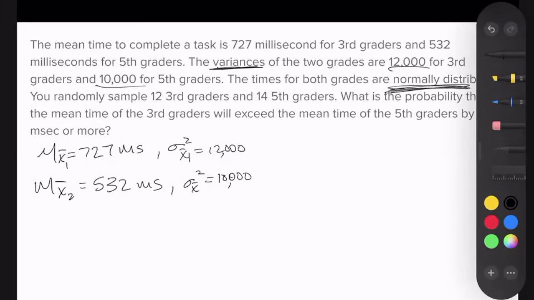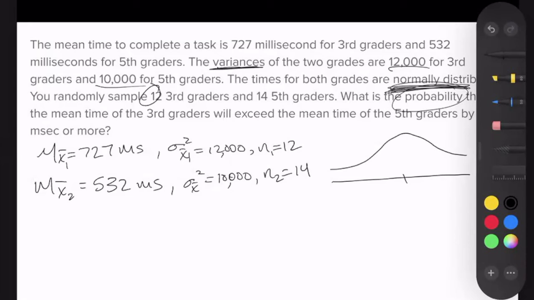This is so important for them to tell us this, because while heights are commonly normally distributed, and we can just assume that, we can't just assume that with most things. So we're going to randomly sample 12 third graders, which makes my N sub 1 is 12, and my N sub 2 is 14. Again, those numbers aren't big enough, but they told us this time that we're normally distributed, so we can just assume it. So again, we're going to need a normal curve, because it says what is the probability. So that tells me go to the normal curve.